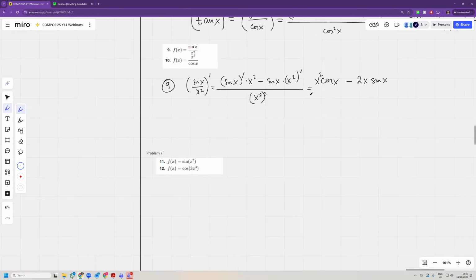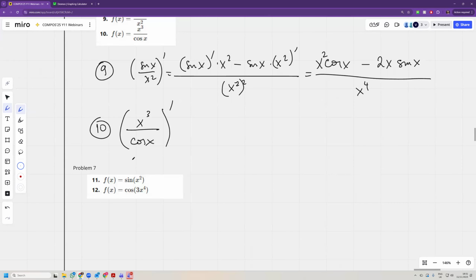Number 10, x cubed divided by cos x, dash. Okay, a little bit boring. I'm going to modify it. I'm going to say 3 quarters. So it's going to be x to the power 3 quarters, dash, multiplied by cosine x minus x to the power 3 quarters multiplied by cosine x dash, divided by cosine squared x.